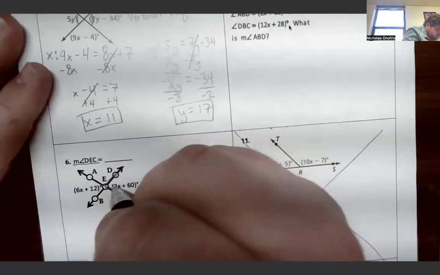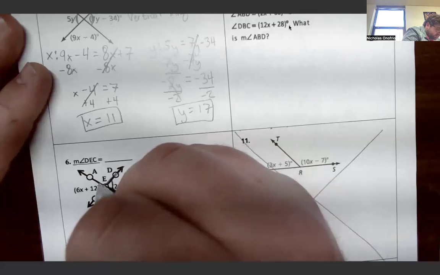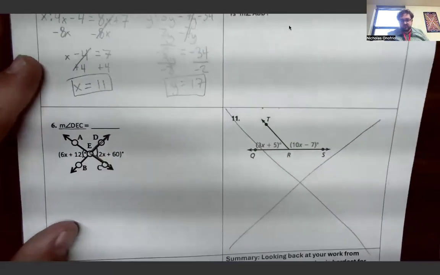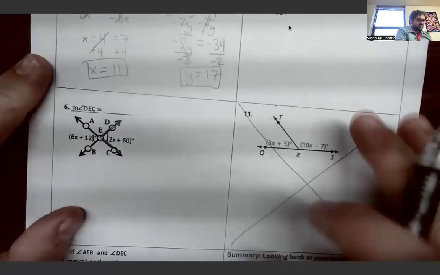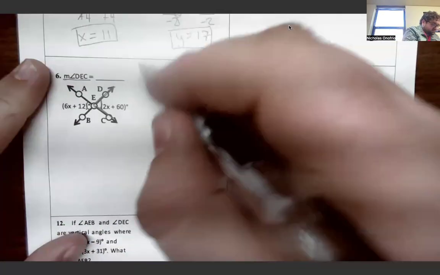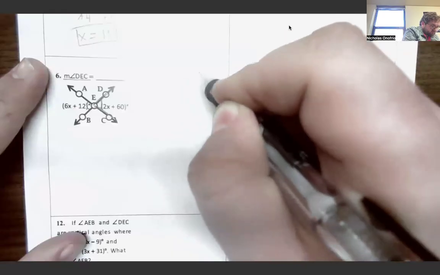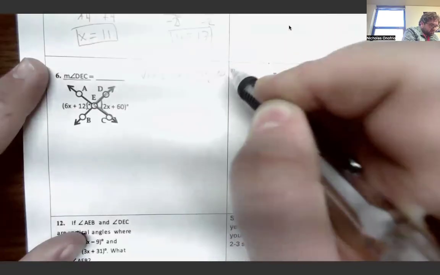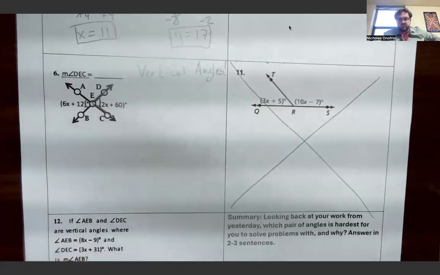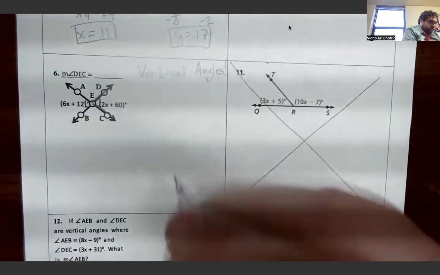So I look and I see I've got my X shape, right? If I have my X, what type of angles am I looking at? They've got to be vertical angles. And I should have made this note on the last one, but Mr. Onofrio messed up. Happens to everyone. Vertical angles are equal.